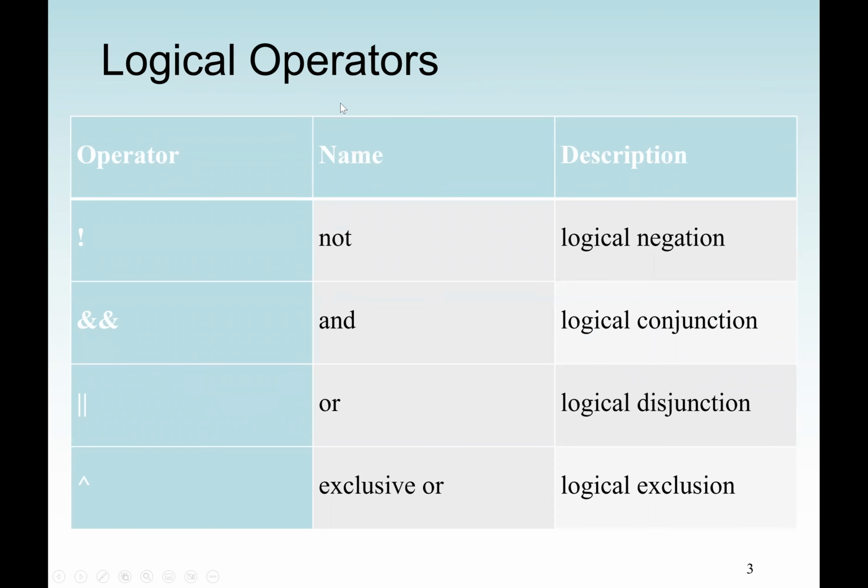So first, we start with the logical operators. In almost every programming language, we have three basic logical operators, which are not, and, or. We also have what we call the exclusive or, which is logical exclusion. But most of the operators we are going to use are the first three. We'll go through the not operator, which is logical negation, and also the and operator. In Java, we use the symbol double ampersand to represent and, and two vertical lines to represent or.